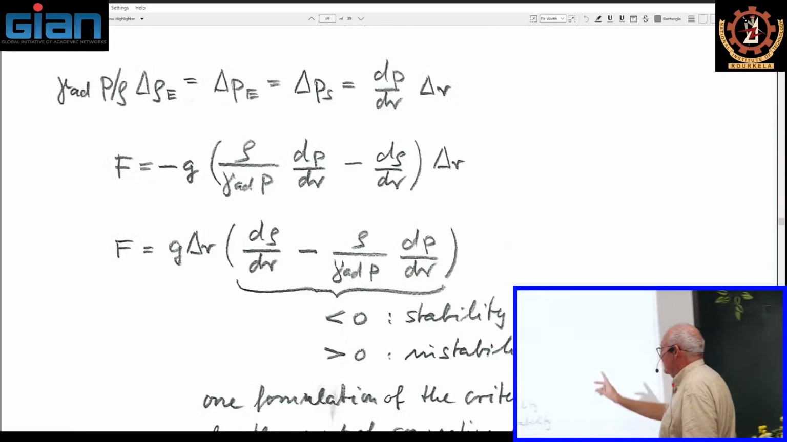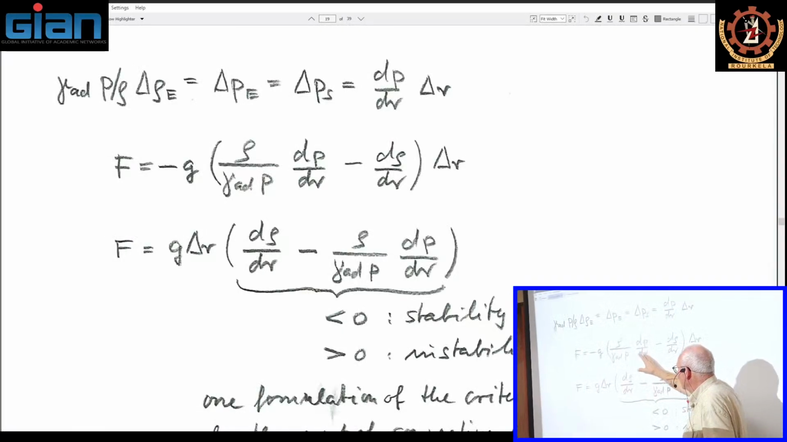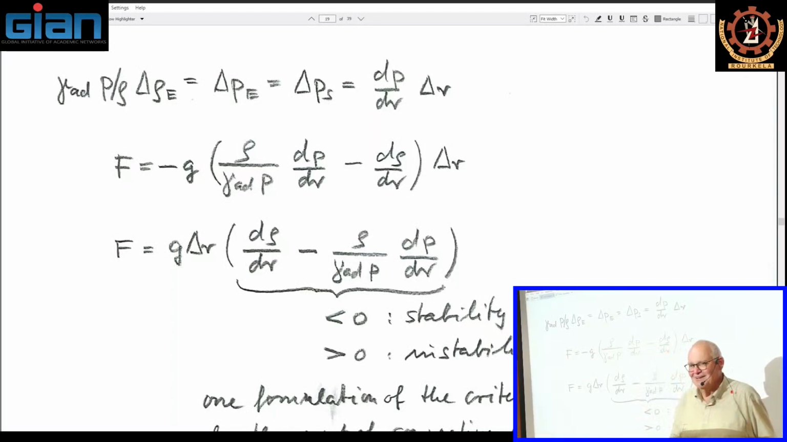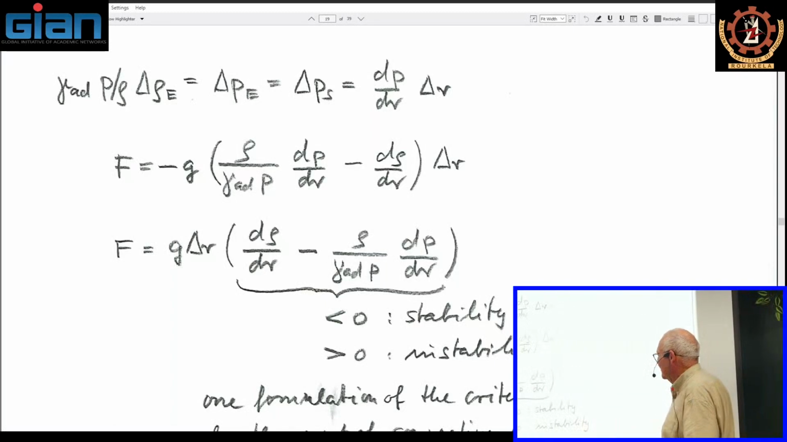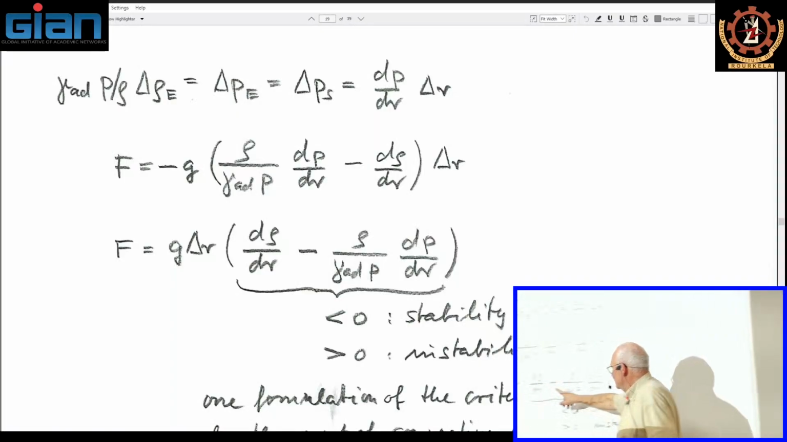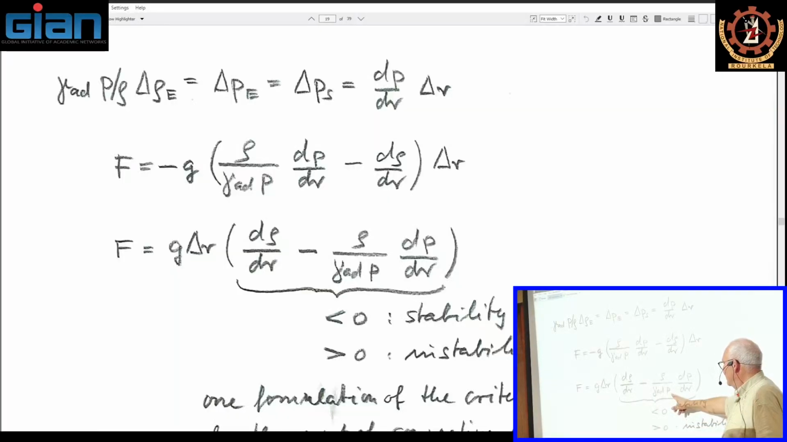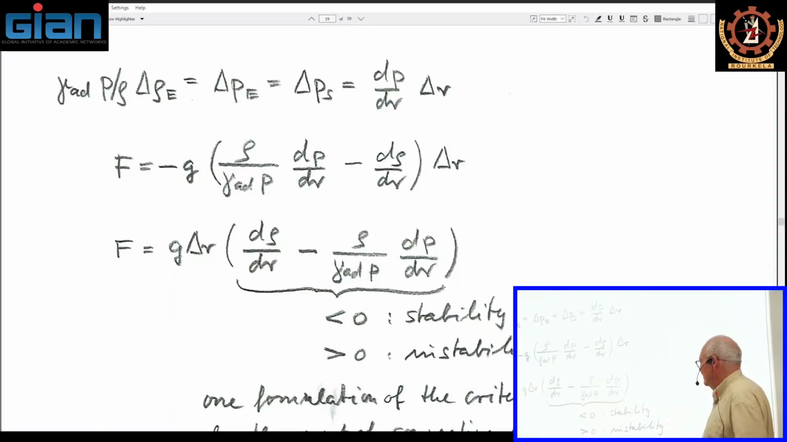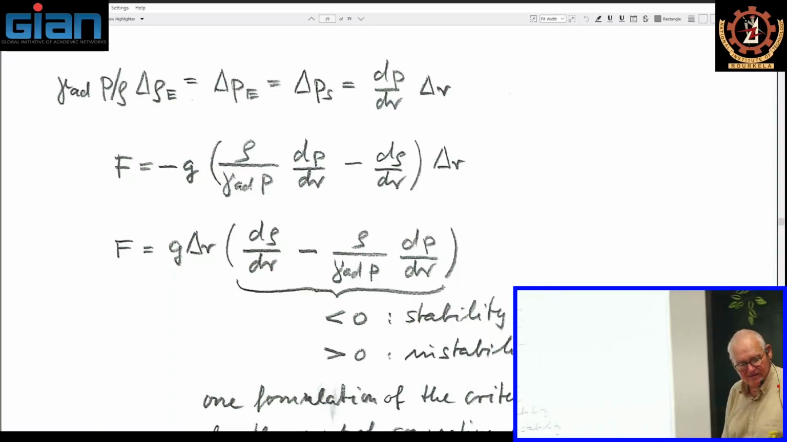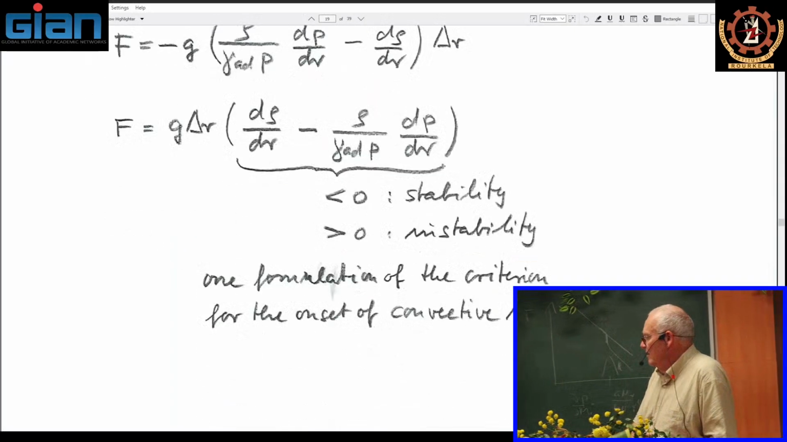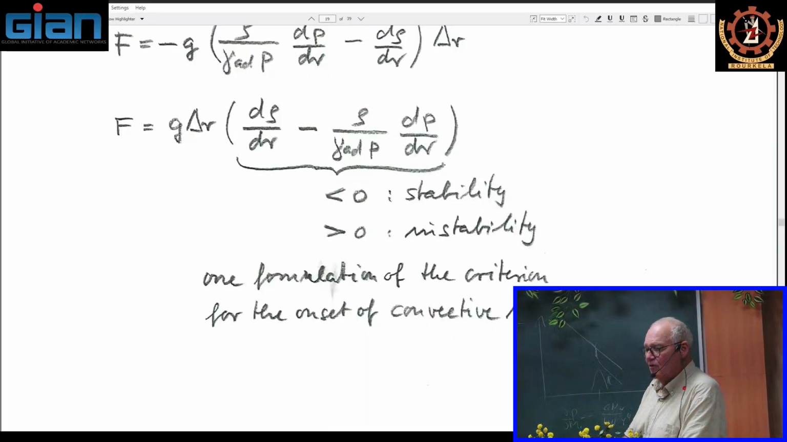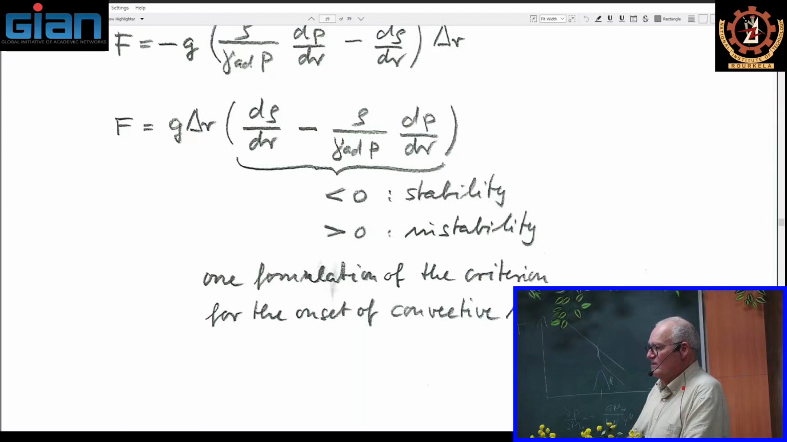Now we inverted this, I have taken out this, or put in the minus here. So this quantity positive means stability. So this quantity negative means stability. So we take it in that form. Density gradient minus rho over gamma adiabatic P times dP by dr smaller than 0 means stability, and bigger than 0 means instability. So this is one form to formulate the criterion for instability or stability with respect to the onset of convection.